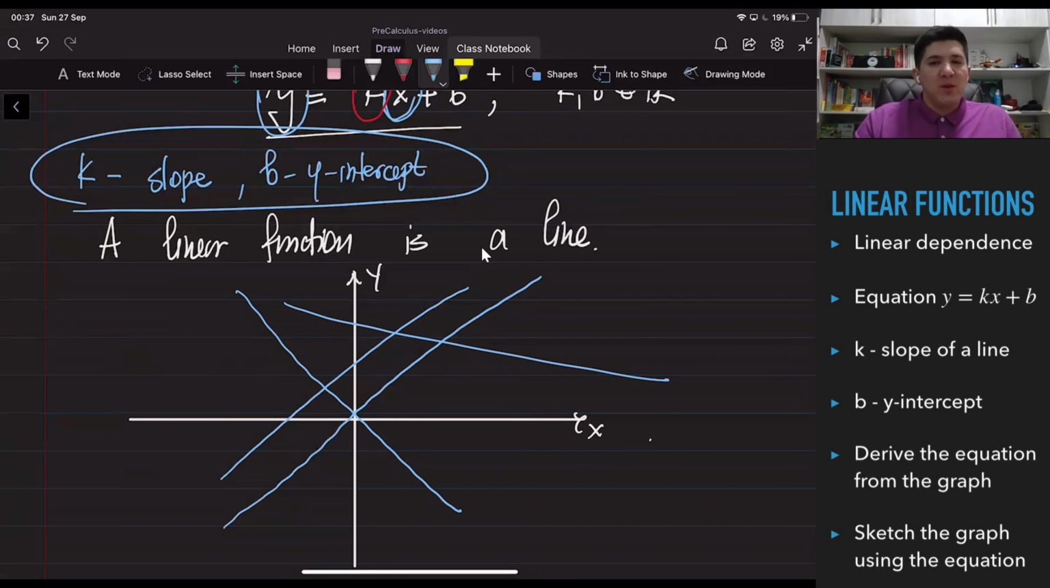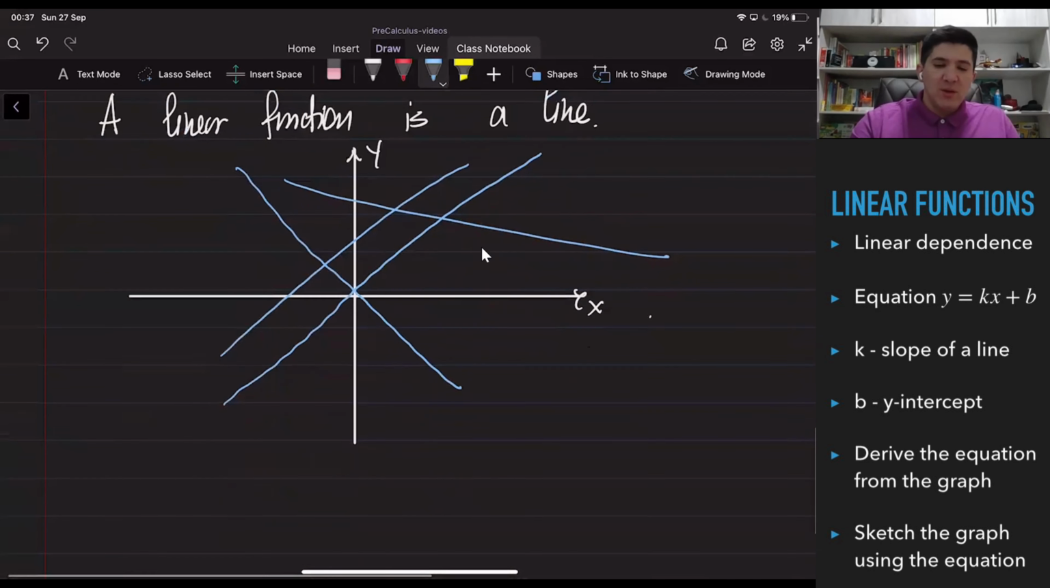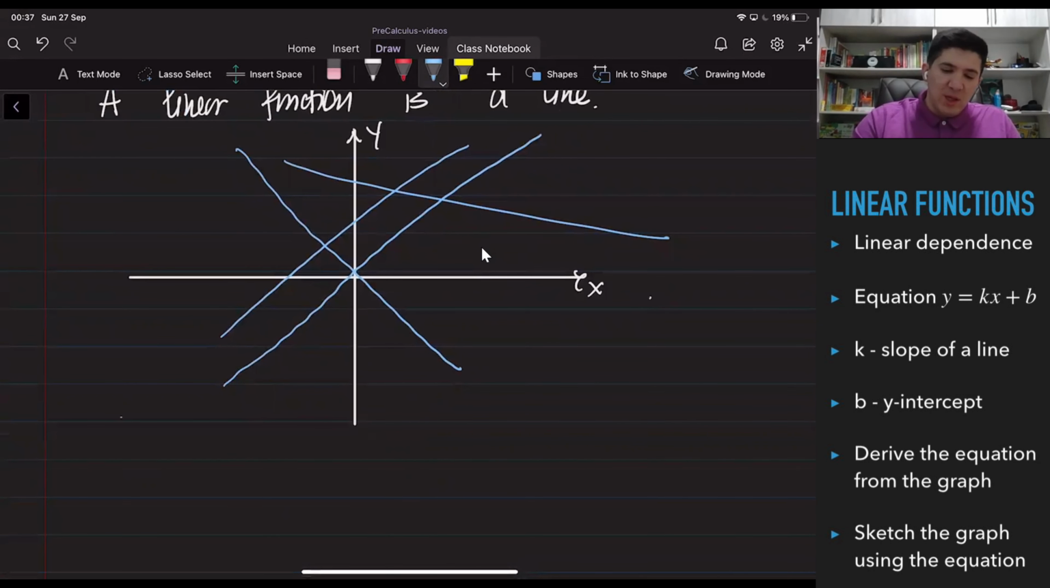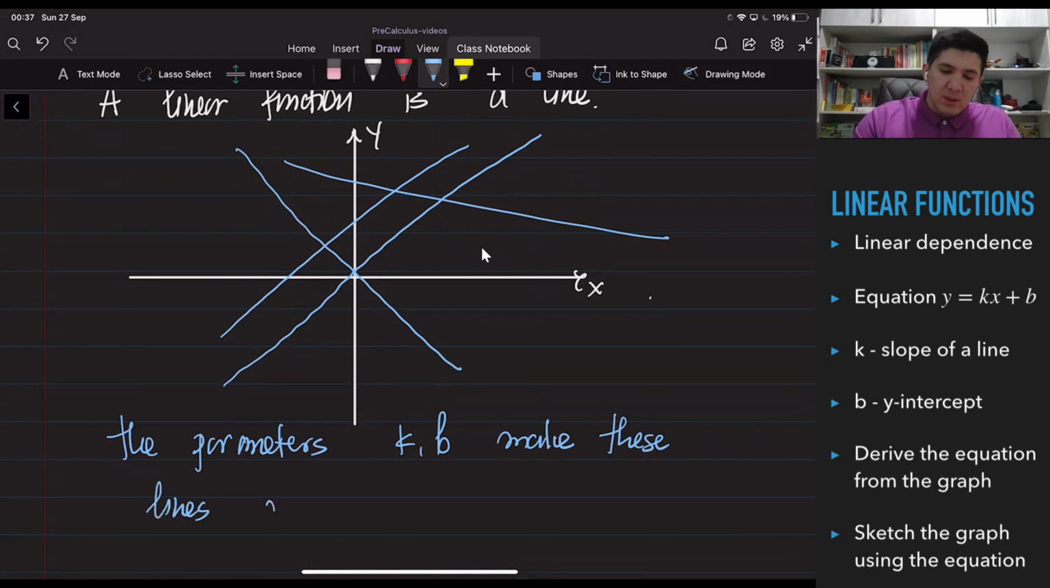What is different between these four graphs or four lines? So the parameters K and B make these lines different, or their shapes are going to be different depending on the values of this K and B.